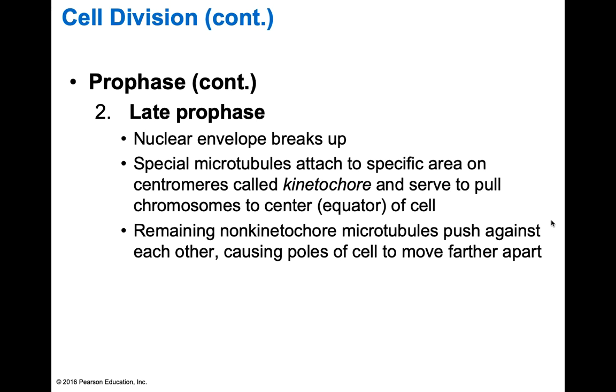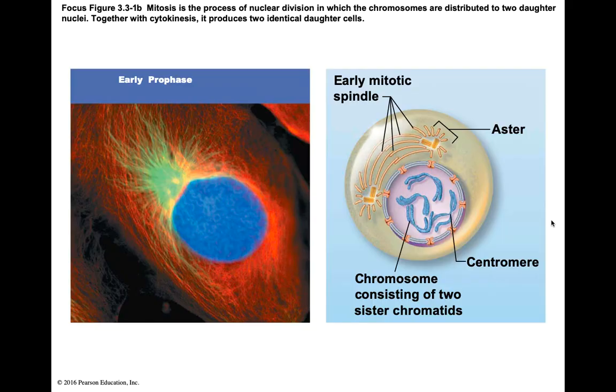In your textbook, you'll see it as maybe a dashed line or a dotted line. Special microtubules attach to specific areas on the centromeres called kinetochores. And like I said, this is going to be to pull them apart later. So here's some examples of what that looks like. You have your spindle fibers, you have the centromere, and the chromosomes are tightly compact, and they have two sister chromatids.